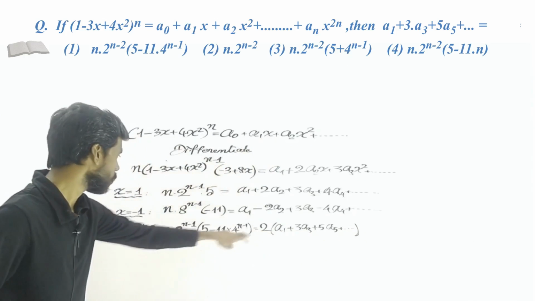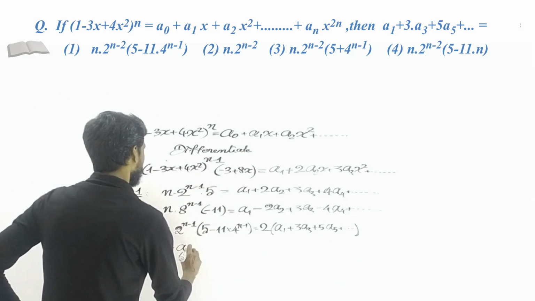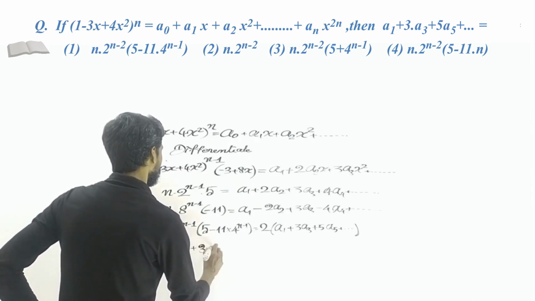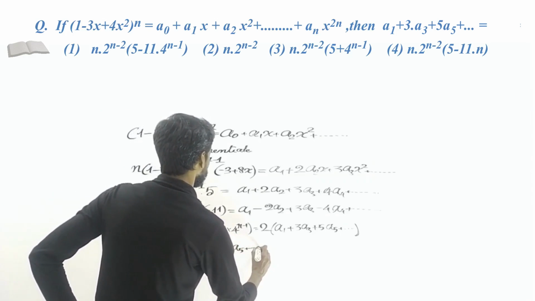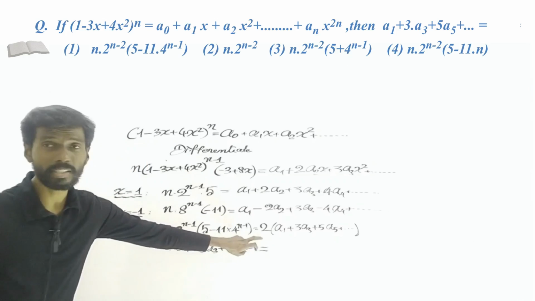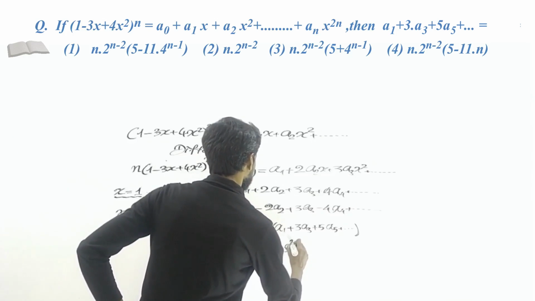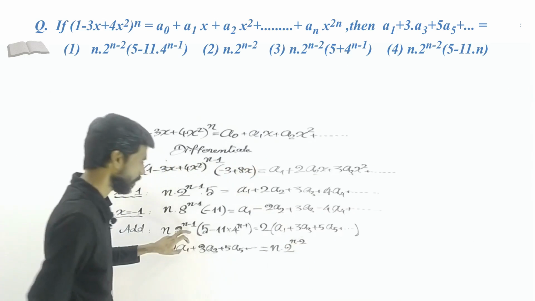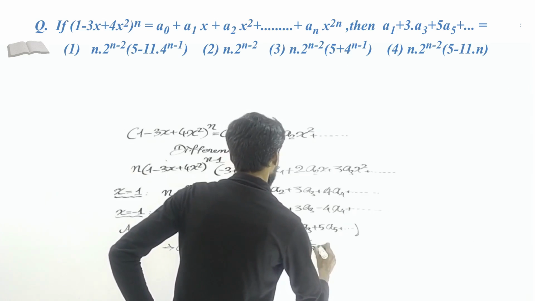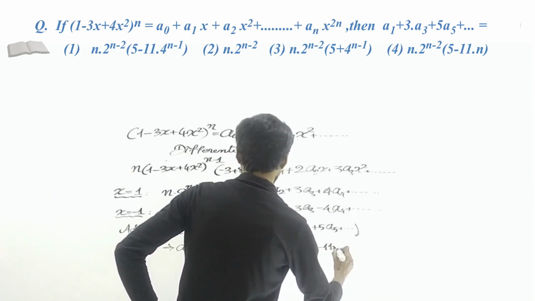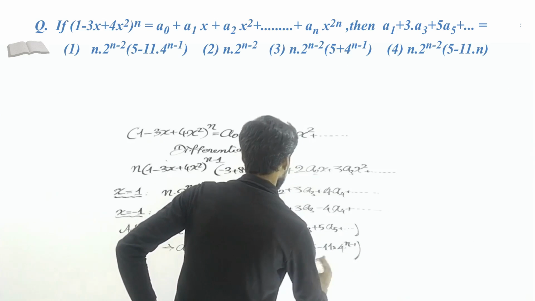So just divide this by 2, that's all. So that implies our required answer, a1 plus 3a3 plus 5a5, etc., equals, dividing by 2, n multiplied by 2 to the power n minus 2, and this will be written as it is, 5 minus 11 multiplied by 4 to the power n minus 1. So that is the required answer.